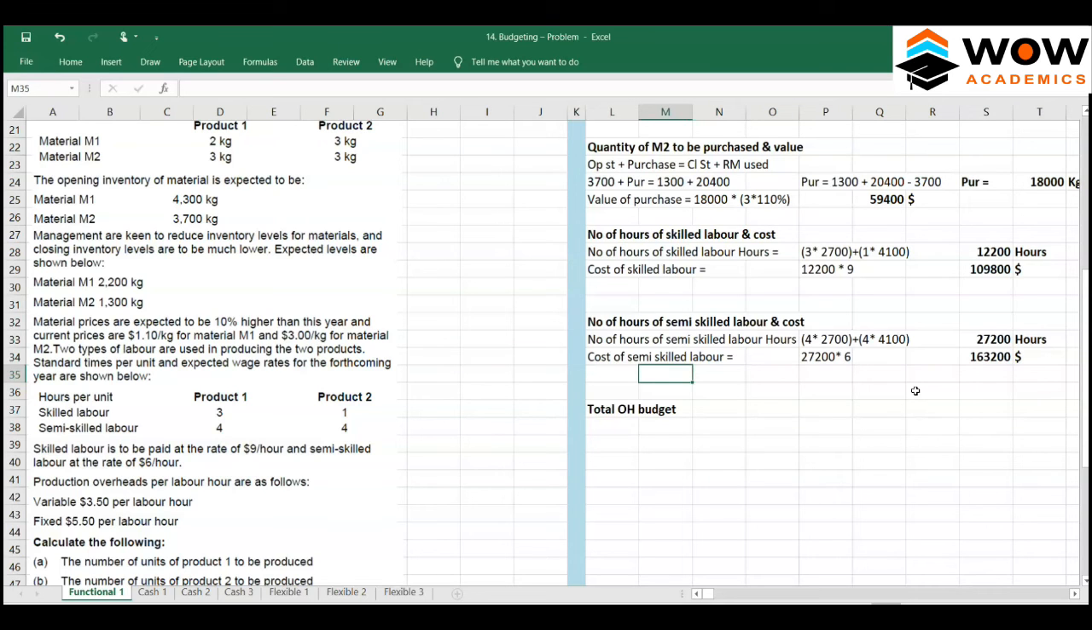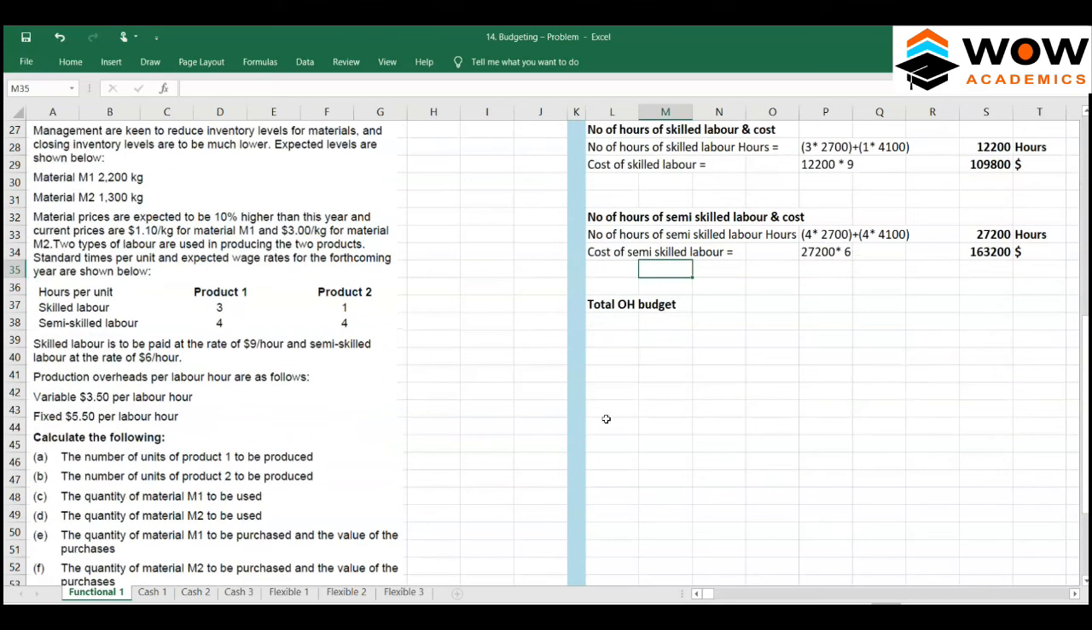So the last one is the total overhead budget. He says production overheads per labor hour are as follows. See, per labor hour means it's both the skilled labor hour and the semi-skilled labor hour. So variable is 3.5 and the fixed is 5.5. So the variable overhead budget is equal to, and also the fixed overhead budget, that also we could calculate.